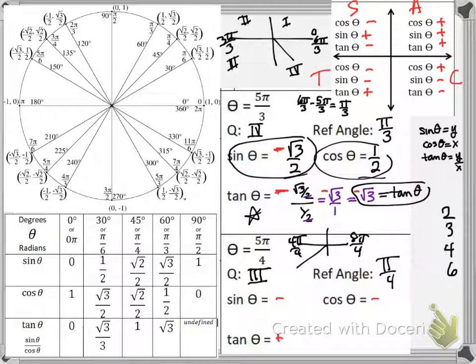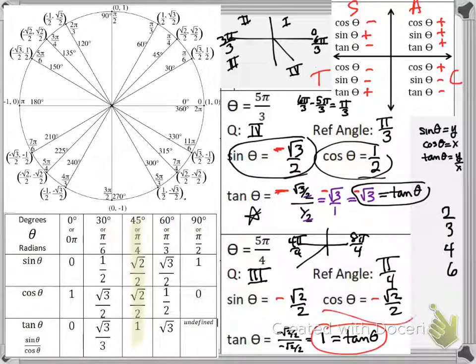I'm going to look at the π/4 column on my table, and I'm going to say -√2/2, -√2/2. And when I do tangent, and I divide -√2/2 divided by -√2/2, can you tell anything divided by itself is just going to be 1? So this is my answer for tangent theta. There's my tangent, there's my cosine, there's my sine.